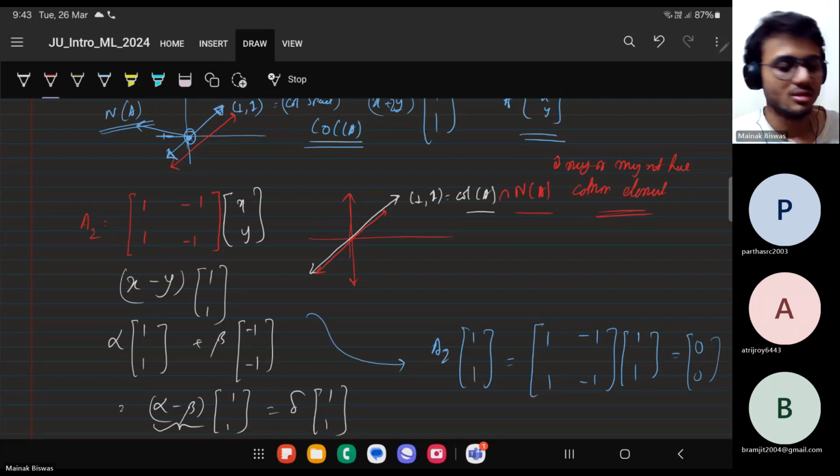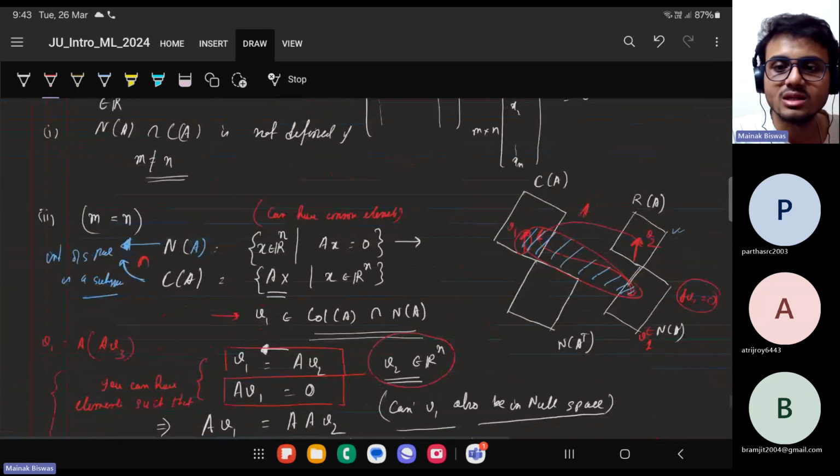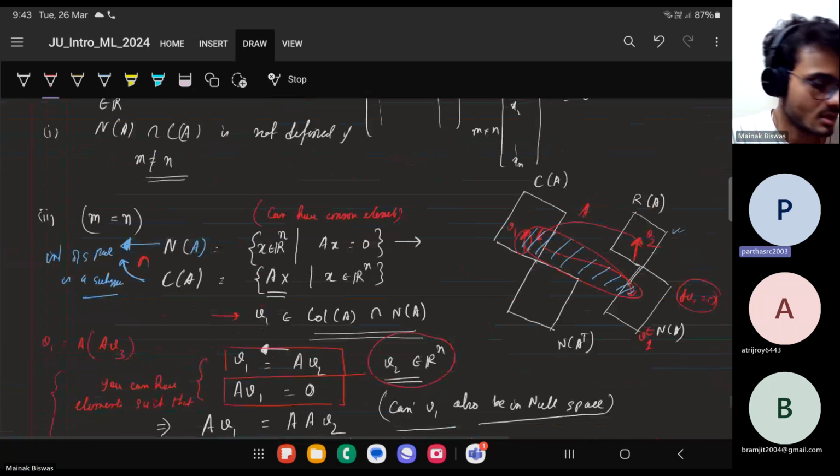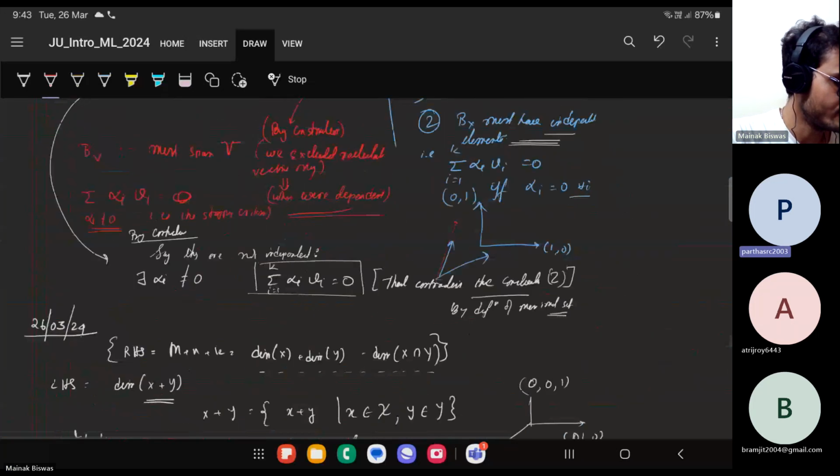Yes. So that's why we draw them separately. They can have common elements provided they are in the same space, right? Yes. And we should not intermix them until necessary, otherwise you will have confusions like this. Yes.